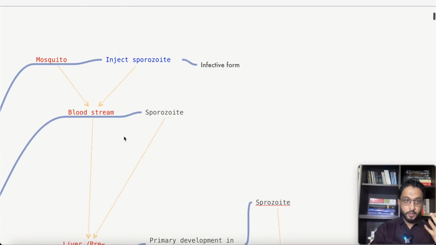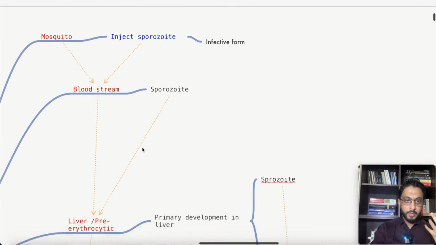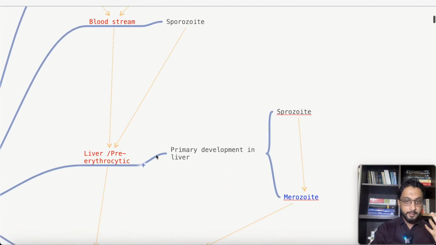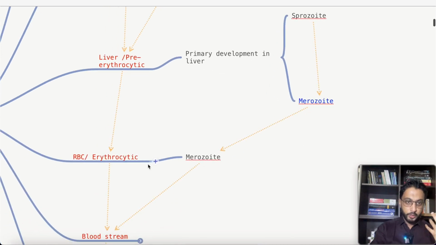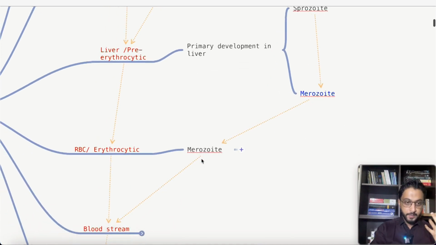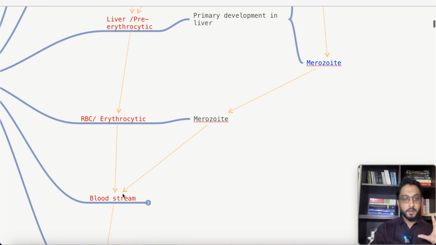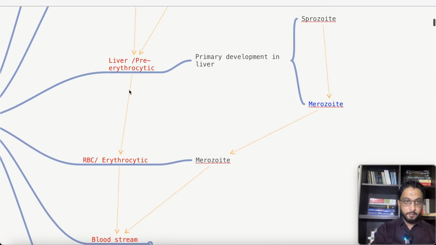Okay, so what you saw: sporozoite from the mosquito into the bloodstream, into the liver, primary development into merozoite. Now the merozoite goes into the RBC. From the RBC, it goes into the bloodstream. Okay, so that is what is happening now. So you got erythrocytic and pre-erythrocytic.